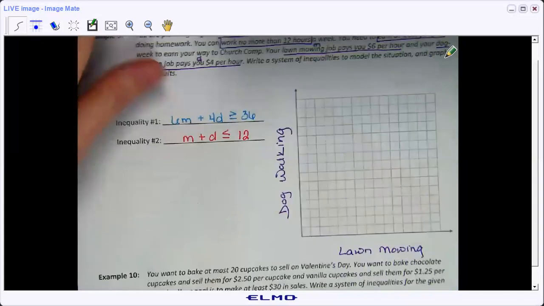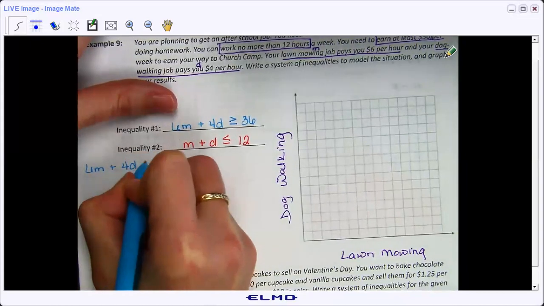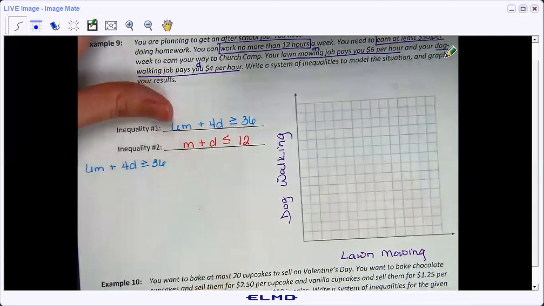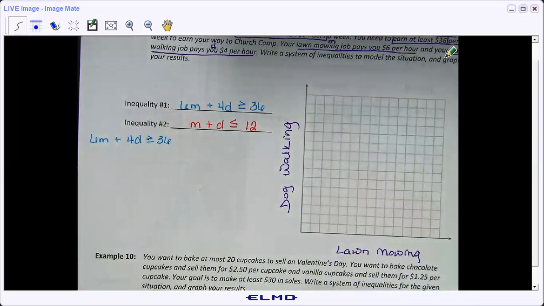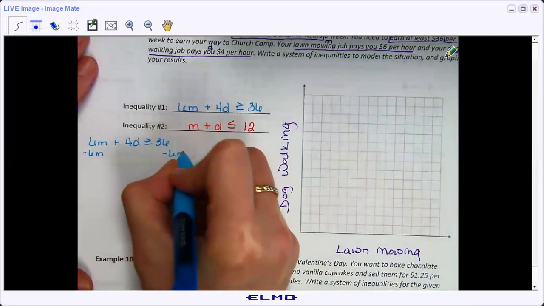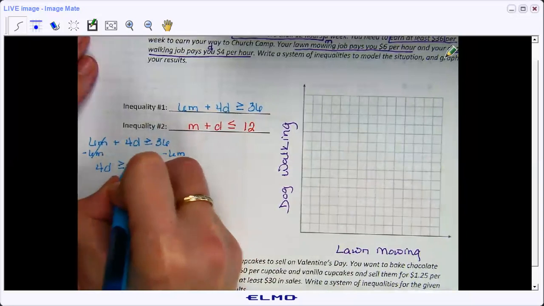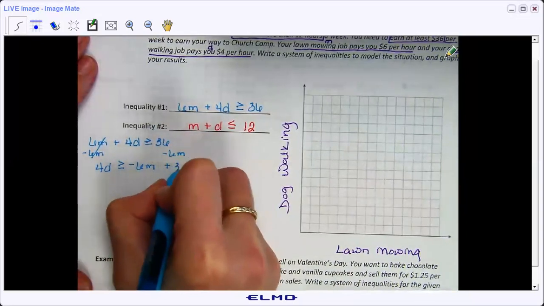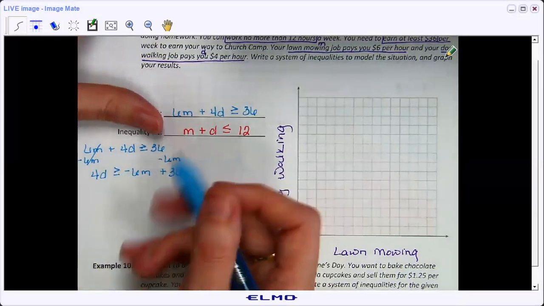So let's take this first equation, 6m plus 4d is greater than or equal to 36, and we're going to isolate the d. What would we have to do? We're going to subtract 6m because we want to get d by itself on this side. When we do that, we're left with 4d is greater than or equal to negative 6m plus 36. We still don't have d isolated. So now we are going to divide by 4.